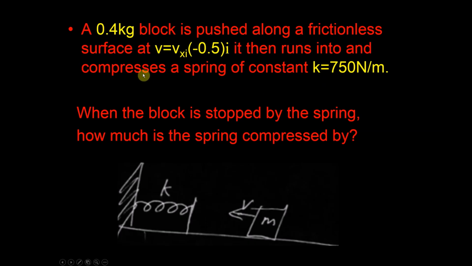So, back to the question. 0.4 kilogram block, here's our function along the frictionless surface in its velocity, and here's our value of k. The block runs along the surface and then it hits a spring. It's stopped by the spring, but it's going to take some compression of the spring to take away the energy from the block, and that energy from the block will go into compressing the spring, and the energy will be stored in the spring. So the question is, when the block is stopped by the spring, how much is the spring compressed by? And there's our situation.